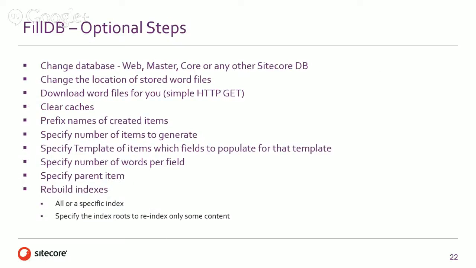The optional steps, I'll show you the page briefly in a second to give you a clearer understanding of what there are. We can now change the database we want to generate items in. So if you have your own database, for example, that's quite useful to populate. We can change the location of the stored Word files. Some people might prefer to put them into Sitecore's temporary folders location instead.